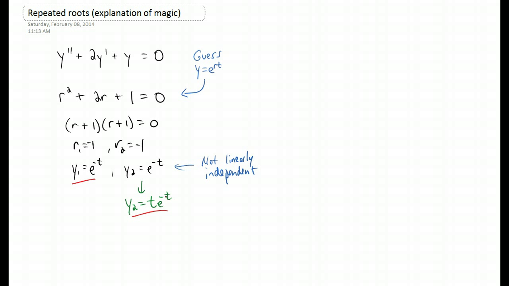And now we have two linearly independent solutions, and it's easy to form a general solution. Now, as I said in class, this should not work. In general, we definitely cannot take some solution to a differential equation and just multiply it by t and expect that to still solve the differential equation. In this case, it actually works, and you can check it. You can plug this y2 into the differential equation, and it checks out. But that's crazy, and it shouldn't work. So what I want to do is give you a little explanation of why this works.